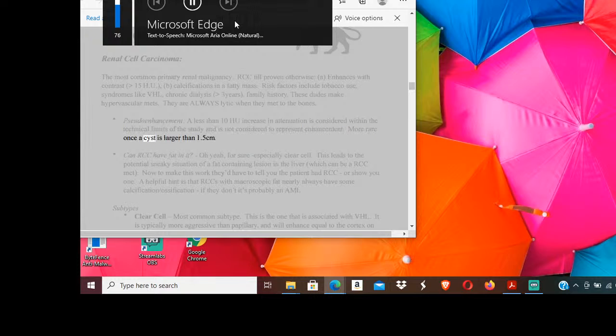More rare once a cyst is larger than 1.5 cm. Can RCC have fat in it? Oh yeah, for sure, especially clear cell.